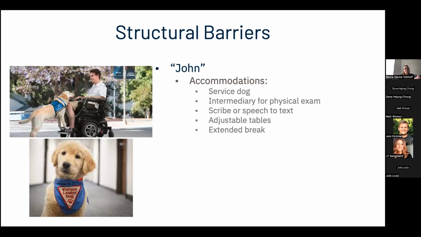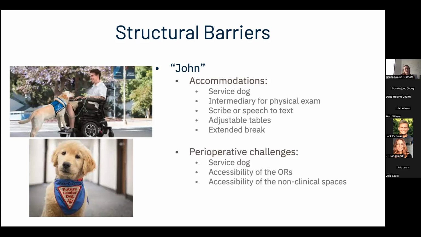So there are lots of different accommodations that a student might have. Again, it's going to really depend upon their particular unique circumstances. But we've talked about the perioperative challenges, and I would say chief among them are the service dogs, the accessibility of the non-clinical spaces, which we already touched on, and the accessibility of the ORs. You think the ORs are so accessible because you've got people who are going to be pushing a stretcher of a patient.